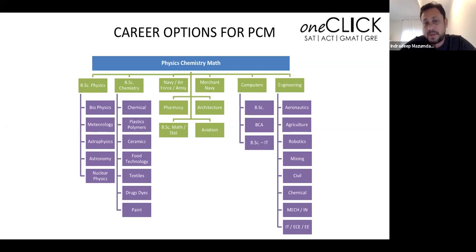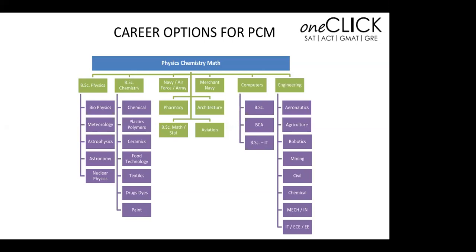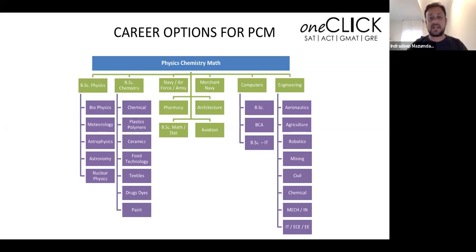From a chemistry perspective, you can study in chemical, plastics and polymers, ceramics, food technology, and textiles. These are the 5 or 6 most popular degrees that you can get once you're studying a BSc chemistry. So when you get in to do a BSc degree, it's often a fairly generic and open-ended degree, but you could specialize in any of these professions.